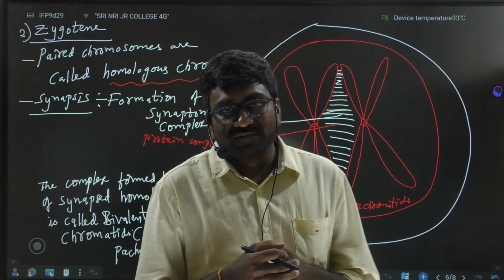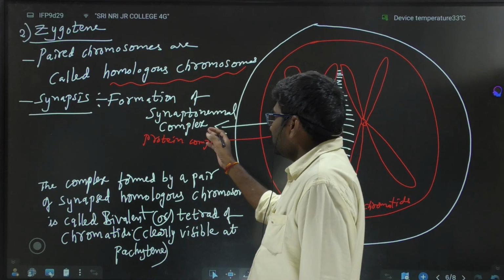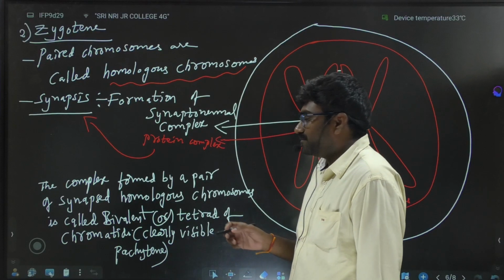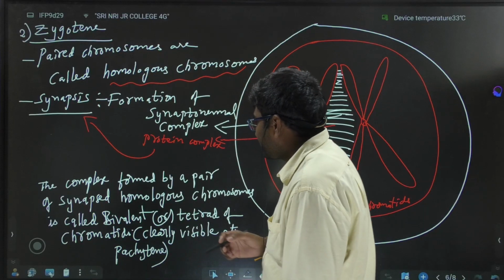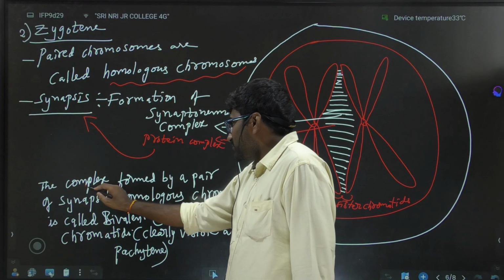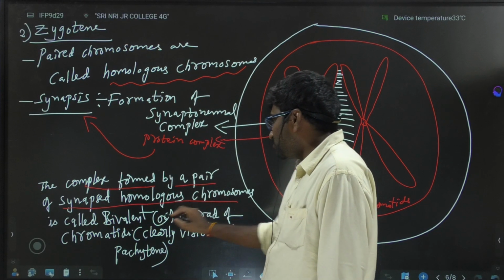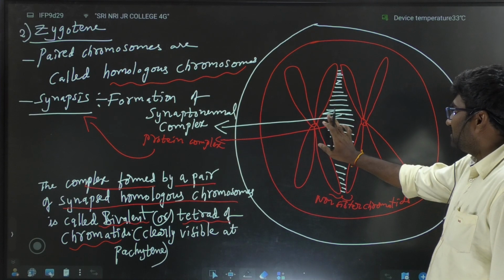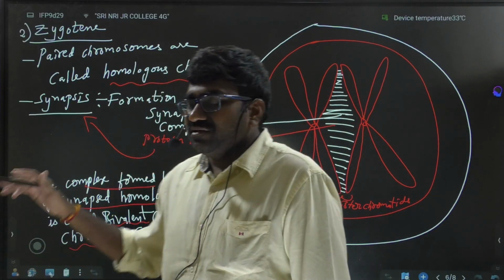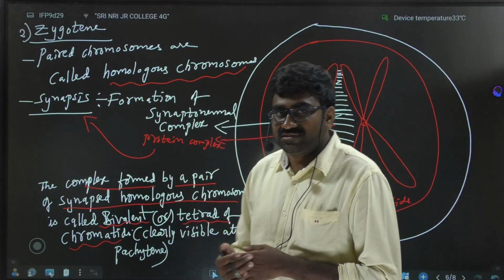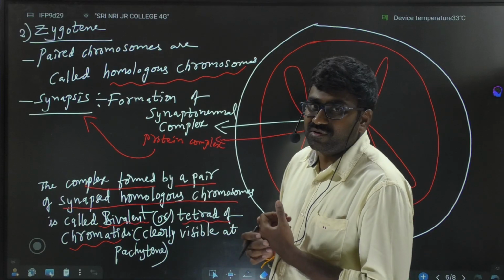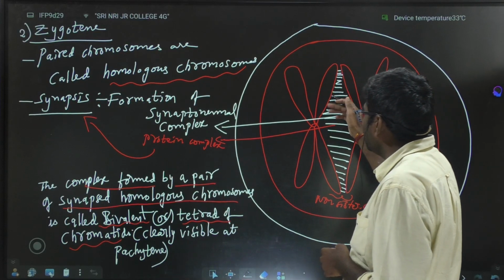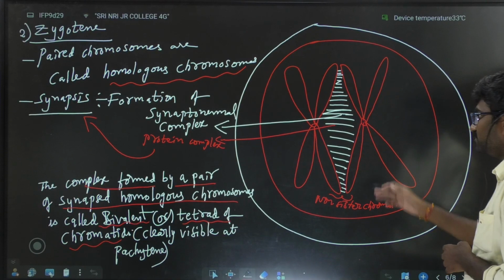So zygotene is characterized by the formation of synapsis, that is the formation of the synaptonemal complex. The process of formation of the synaptonemal complex is known as synapsis. The complex formed by a pair of synapsed homologous chromosomes is called a bivalent or tetrad of chromatids. However, the bivalent and tetrad chromatids are clearly visible in the pachytene stage. Very important: synapsis is formed between the non-sister chromatids of a homologous pair of chromosomes. This is about the zygotene.